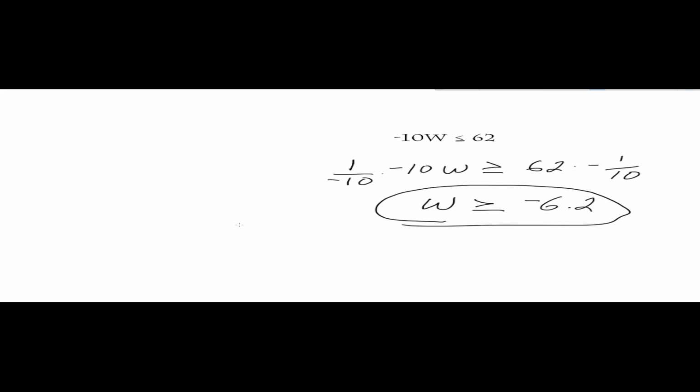So where the coefficient of the variable is negative, and you have to multiply both sides of the inequality by a negative number, you have to change the sense of the inequality. When the coefficient is positive, you multiply both sides of the inequality by a positive number. You do not have to change the sense at that point.